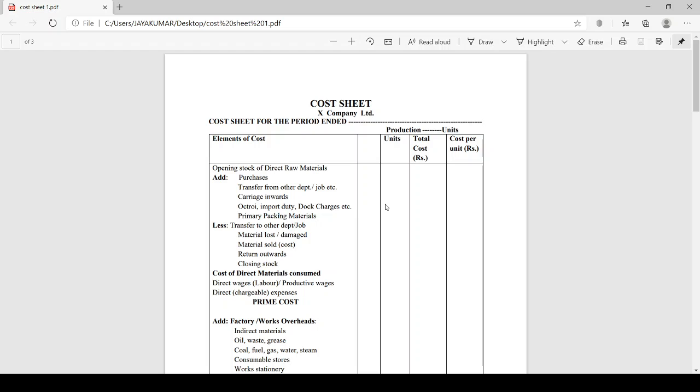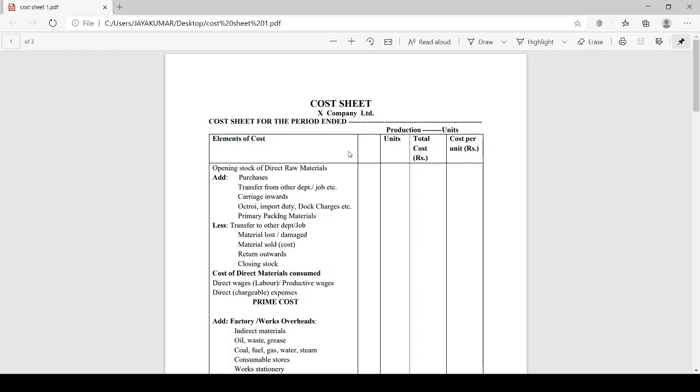This video is about the preparation of cost sheet. The format of the cost sheet is given here. Now, cost sheet of the name of the company, cost sheet for the period ended, the period for which the cost sheet is prepared, and then the production, how many units were produced, whether it's 1000 units or 5000 units or 10,000 units, the number of units produced has to be written.